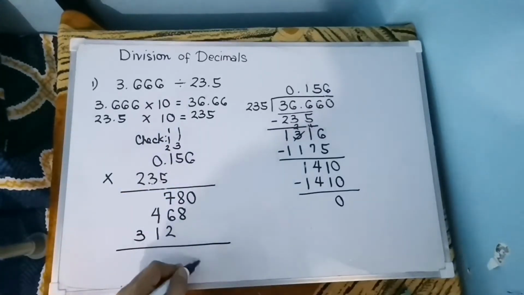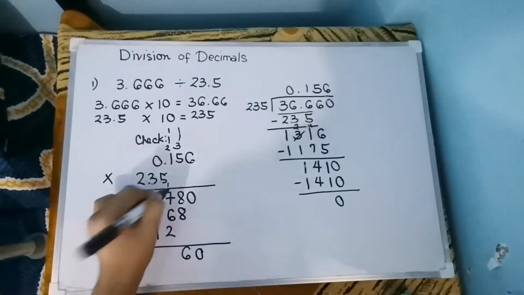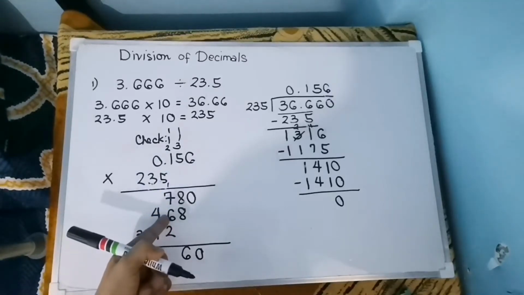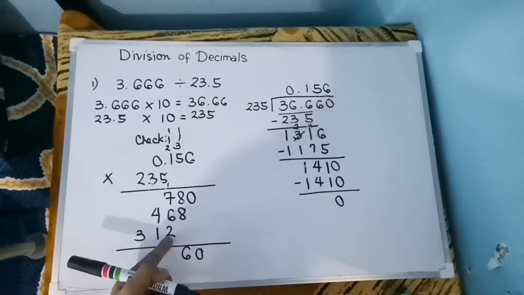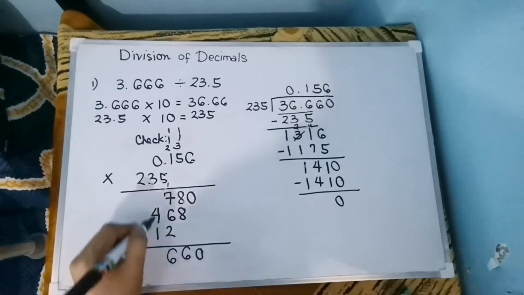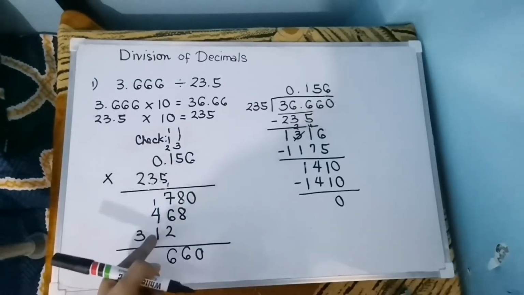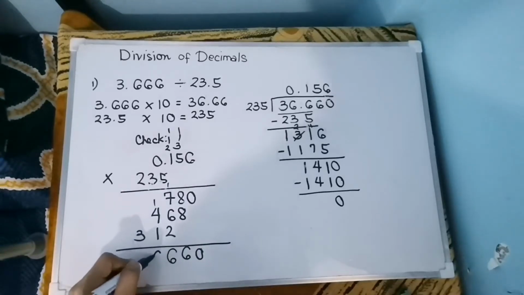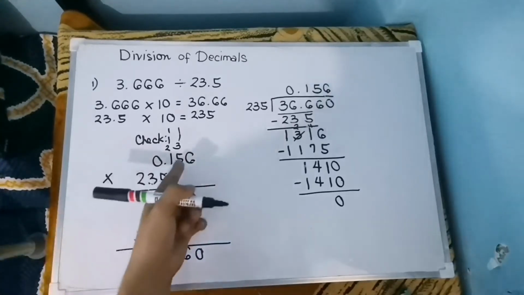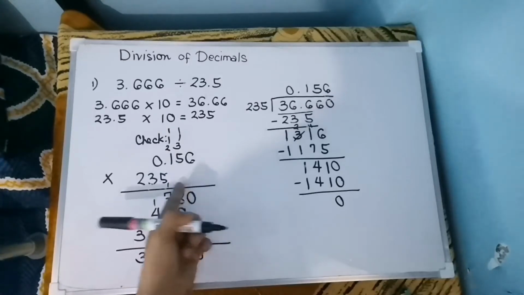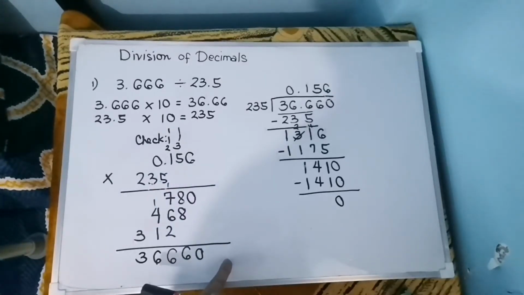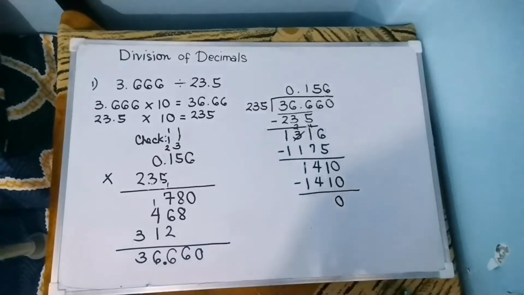Then let us add. 0. 8 times 8 is 16. Carry 1. 7 plus 6 is 13 plus 2 is 15 plus 1 is 16. Carry 1. Then 4 plus 1 is 5 plus 1 is 6. Then bring down 3. So ito ay merong 3 decimal places. Ito naman ay wala. So therefore, our final answer should have 3 decimal places. So you have here 1, 2, 3. So 36.66. So therefore, our final answer is correct.